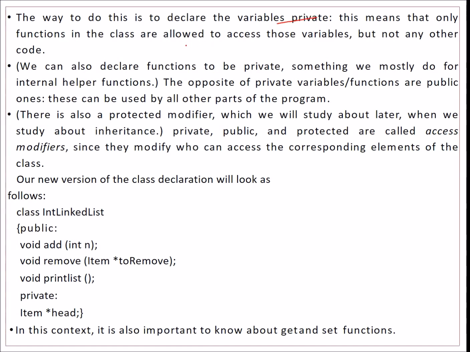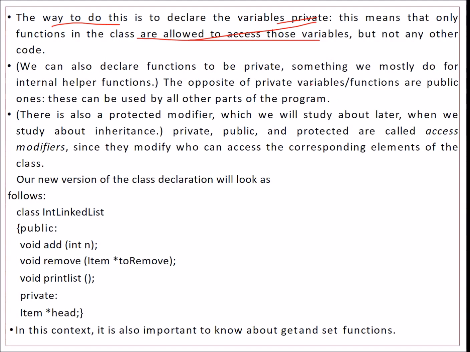So how do we declare a variable private? This means that only functions of the class are allowed to access those variables. We have just discussed how to do it. We can do it by declaring it private, but not by any other code. Once private, it is private.